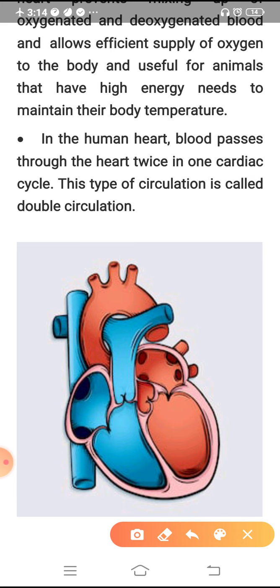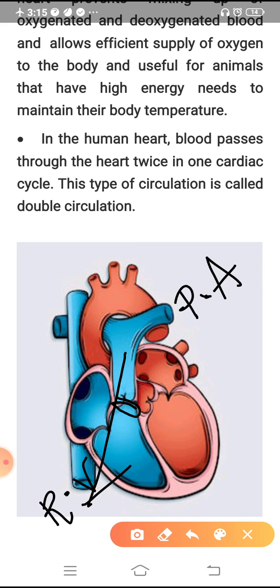So now let us look at which valves are present. The first valve is the pulmonary valve. So this is the pulmonary valve. This valve is present between which chamber? It is the right ventricle, and this is the pulmonary, what is this? Pulmonary artery, right? So the pulmonary valve is present between the right ventricle and the pulmonary artery.